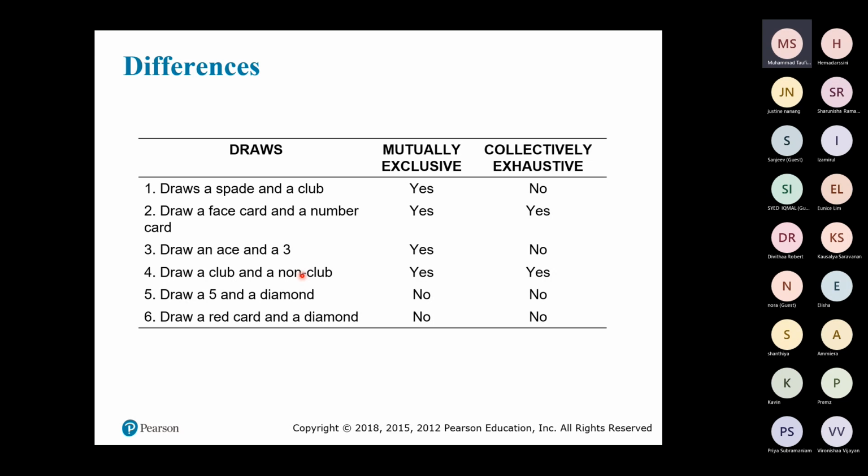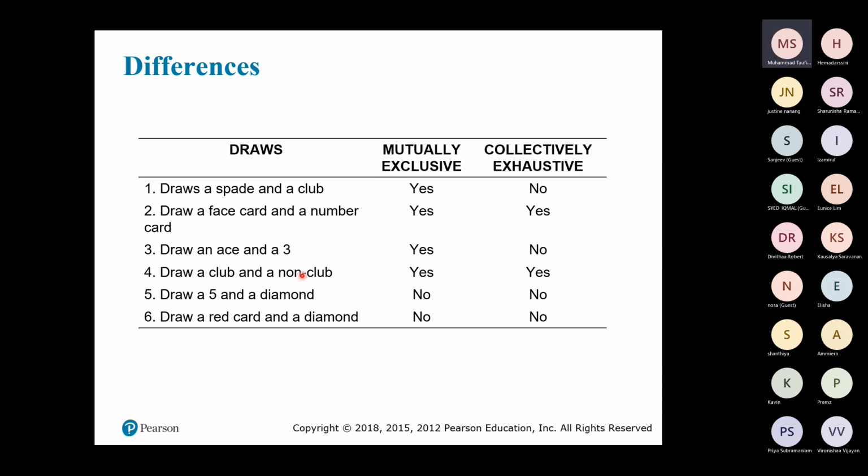Okay, and then draw a 5 and a diamond. Is it mutually exclusive? No. Why? Because you have a 5 of diamonds card, so there is overlapping. When you pull a card of 5, you can also pull a card of diamond at the same time. So there is an overlapping of the event, and this event is not mutually exclusive.